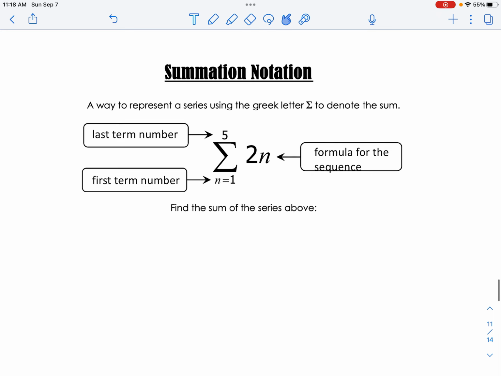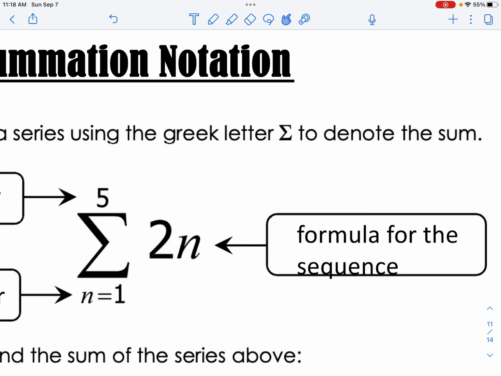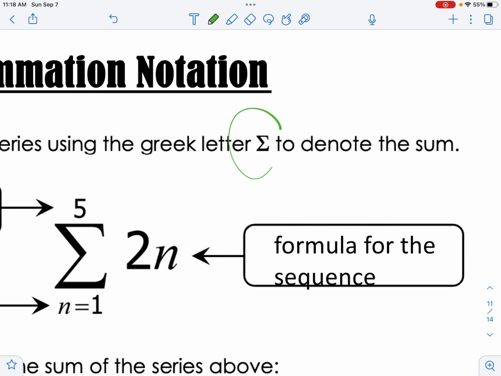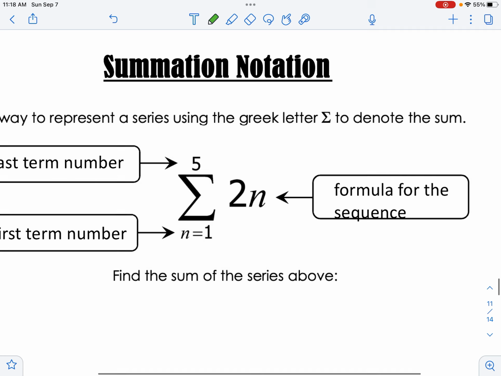Okay, summation notation. This is another way to write a series. And we use this capital Greek letter right there. That is a capital sigma. And it means in math sum. Okay? So this is to denote the sum. That means add them together.